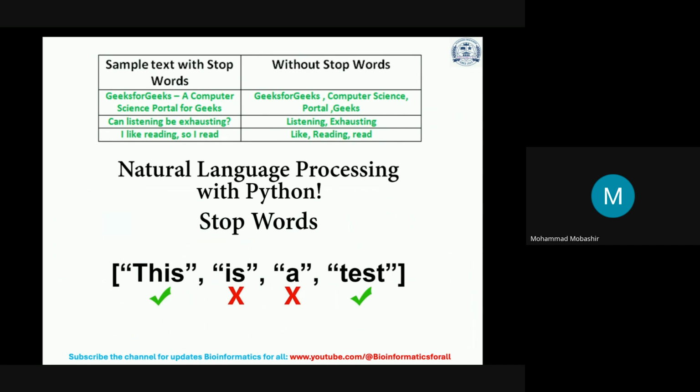Sample text with stop words you can see here, and without stop words you can see on the right side in the table. Now you are very clear what the stop words are and what the other words are which you need to include. Here there is a sentence: this is a test. There are four words, and two stop words need to be removed, which is why they are crossed with a red cross mark. The two words to be included are marked with a right mark here.